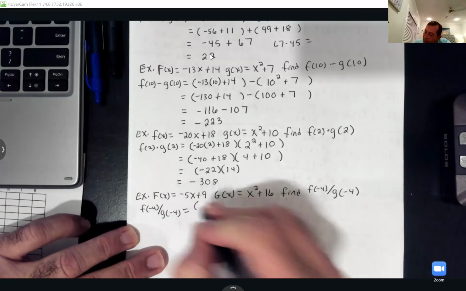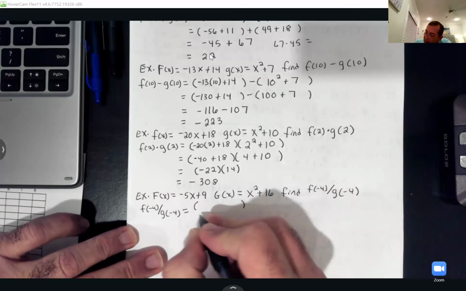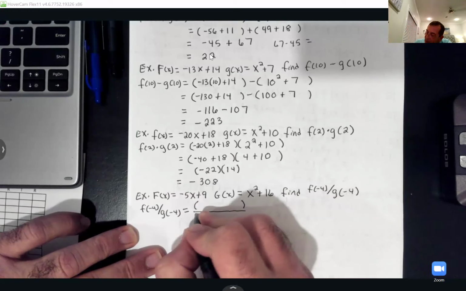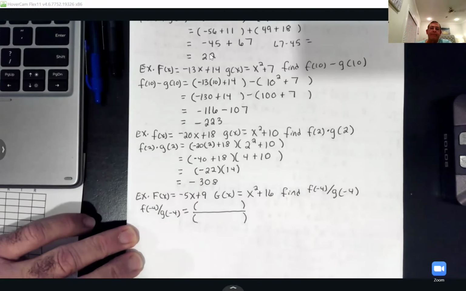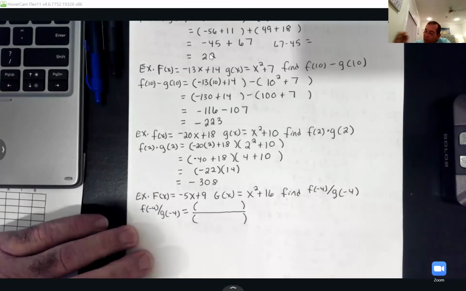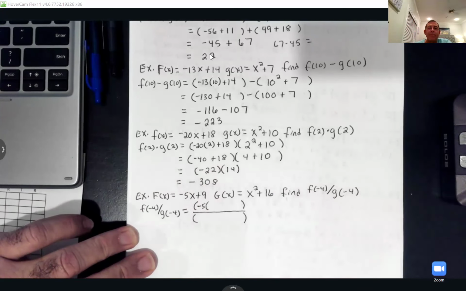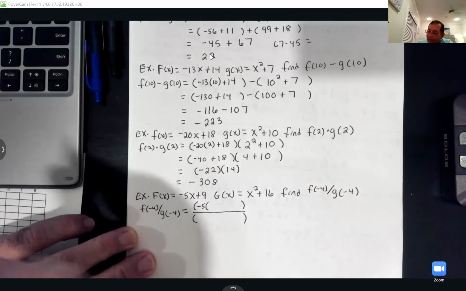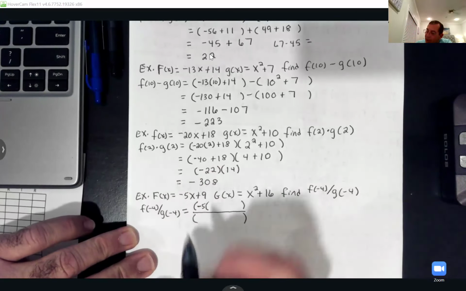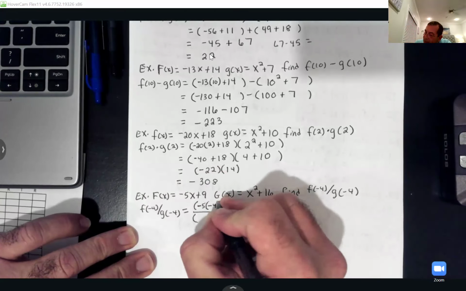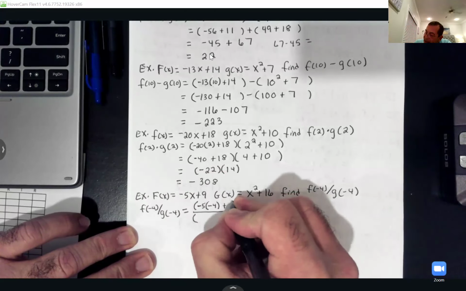So on top, and then I'll divide that by what I get on the bottom. So on top, we're going to have a negative 5 times negative 4, because that's what they want me to put in for that x. And then I'll add 9 to that.